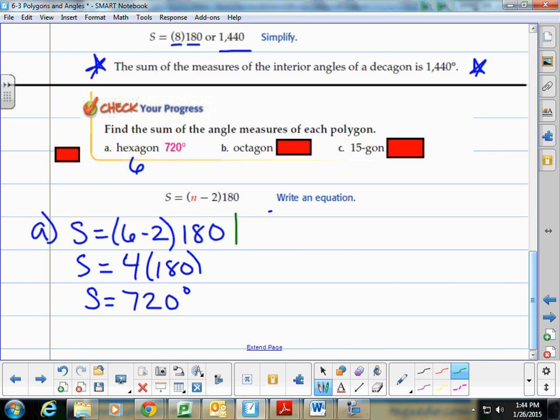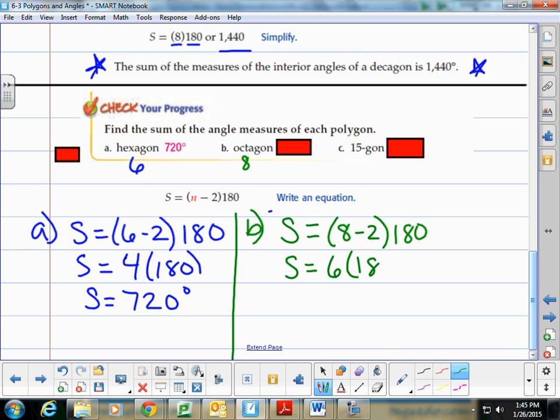An octagon, we're going to do the same thing. First, we need to know octa, like octopus, has 8 legs, so that's an 8-sided figure. So the sum of the angles is the 8-sided figure minus 2 for how many triangles make up the shape, times 180 degrees per triangle. So I get the sum of the angles in an octagon, all of the angles inside add up to 1080 degrees.